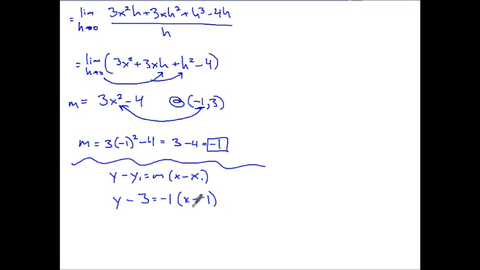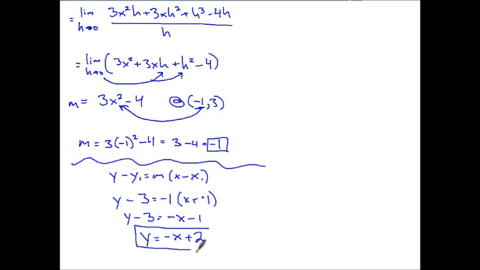Hopefully you look at that and just think plus 1, but whatever the case. All I have to do now is distribute my negative 1, so that gives me a negative x. Remember, that's a plus, so it's basically that. Negative 1 times the 1 gives me a negative 1. Adding 3 to both sides gives me a final equation of y equals negative x plus 2.